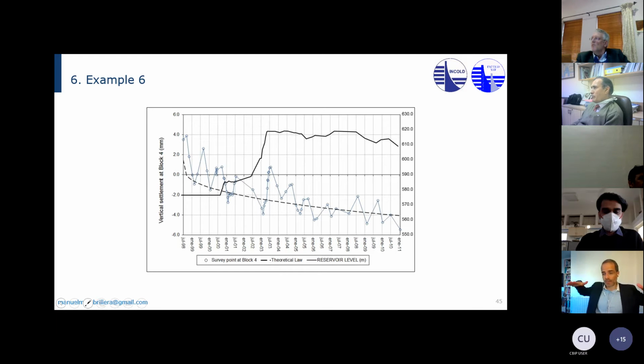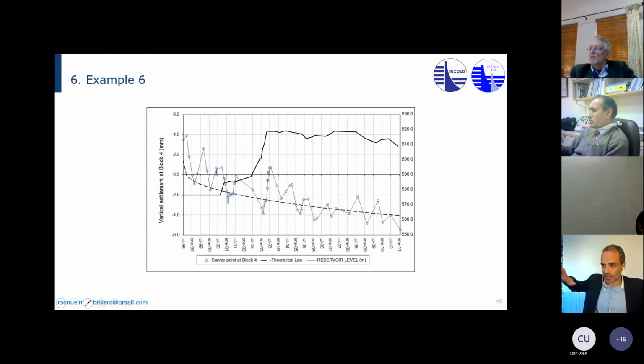Again, it's the foundation, not the dam body, because it's an RCC dam. It's the foundation settling because of the weight of the reservoir. You can clearly see the primary and secondary creep in the rock. So the joints and the family joints in the rock are accommodating the weight of the water of the reservoir and the weight of the dam. And from first filling in '99 up to 2011, you can see this very clear trend.